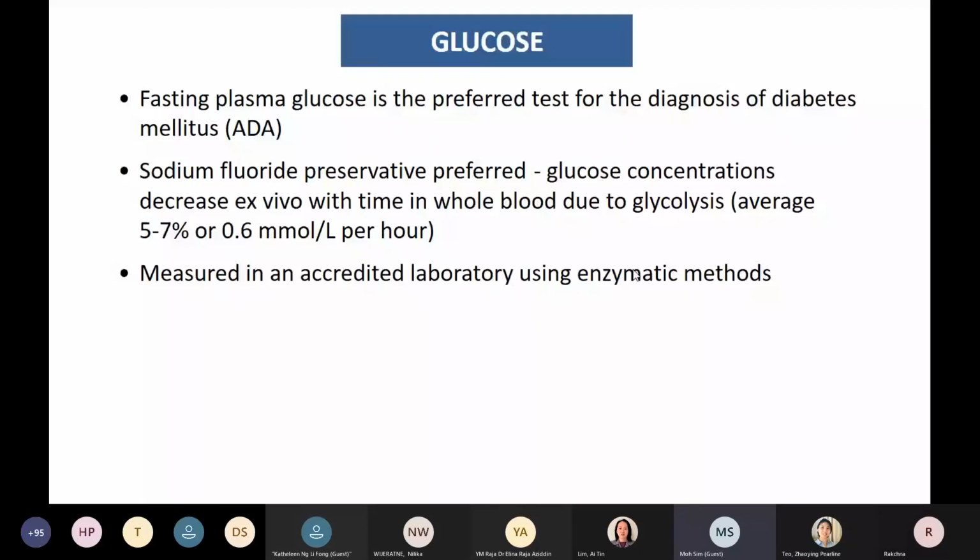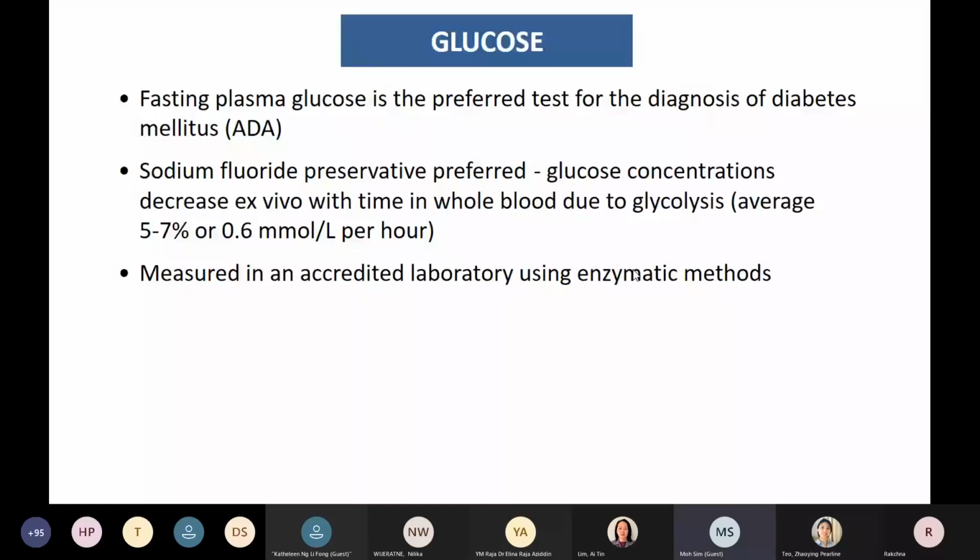I think this is particularly useful and essential, especially if you're collecting specimens from areas which are far away from the laboratory, because what you do not want is to have a sample collected on Saturday morning and analyzed on Monday, and by the time it's analyzed, the sample is going to demonstrate a normal glucose level.